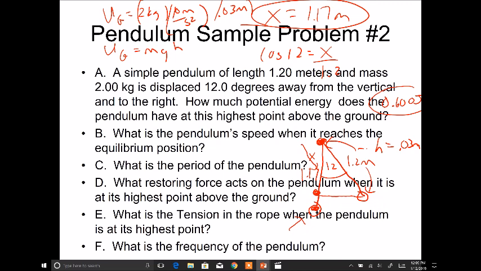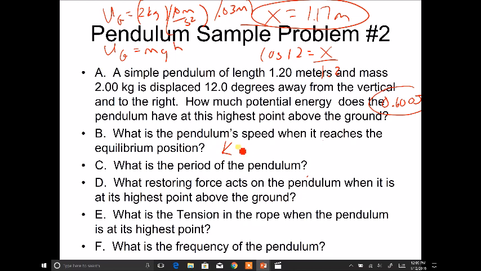All right, part B wants to know, what is the pendulum's speed when it reaches the equilibrium position? Well, we know that when it gets to equilibrium, all of the potential energy that it had at the top is now kinetic. So we're going to set the kinetic energy equal to 0.6, the total mechanical energy of the system, and we're going to set that equal to 1/2 mv squared.